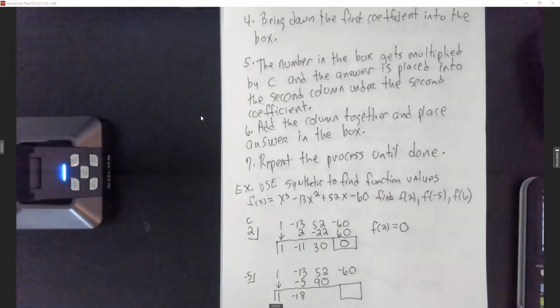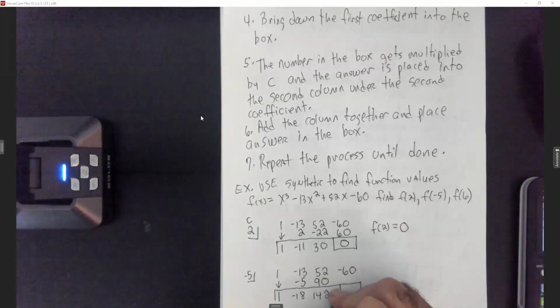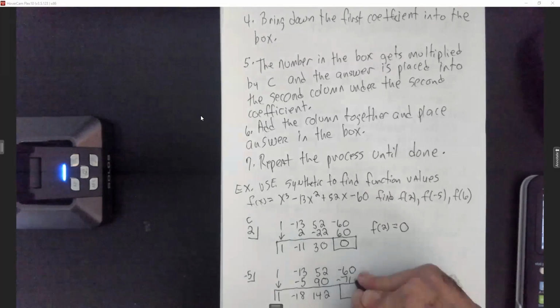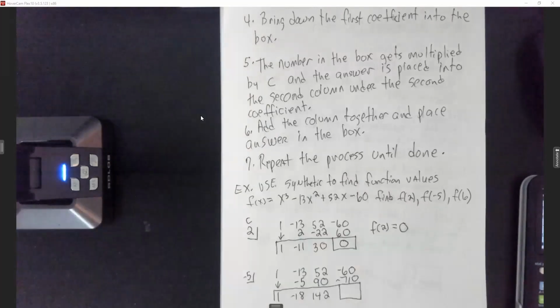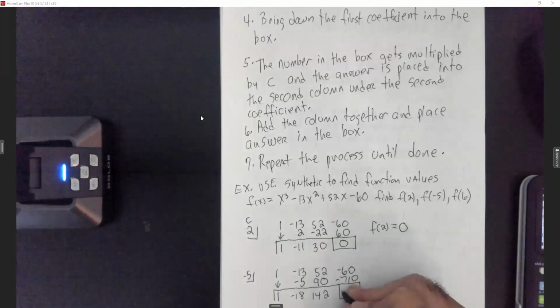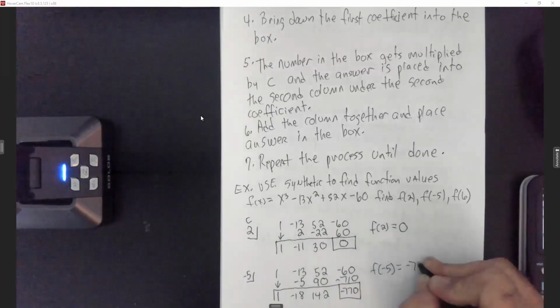All right, got them all in, it looks like. I got a column here, so we add them together. That's going to give me, looks like 142. And then finally, 142 times that negative 5 will give me a negative 710. Final step to get that remainder is add those together. Negative 60, negative 710, give me a negative 770. So y'all, that means f of negative 5 is equal to negative 770.